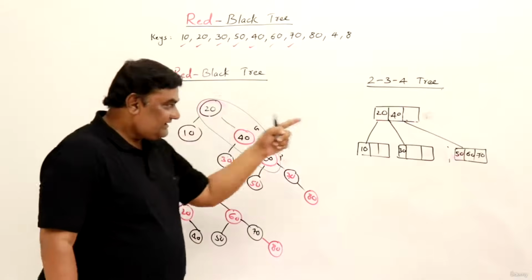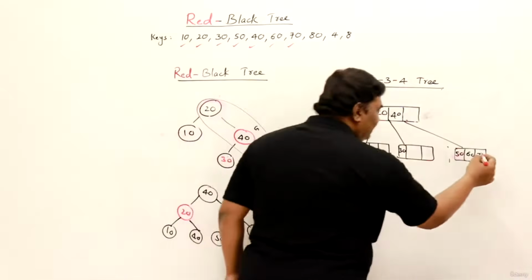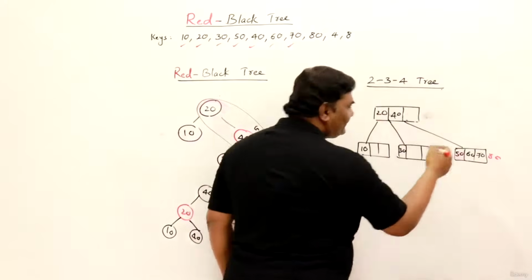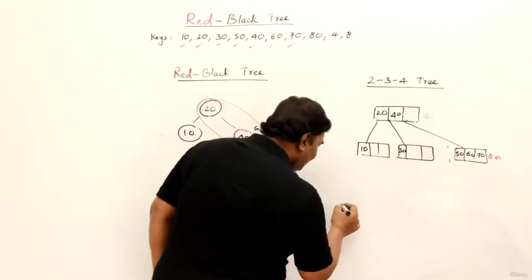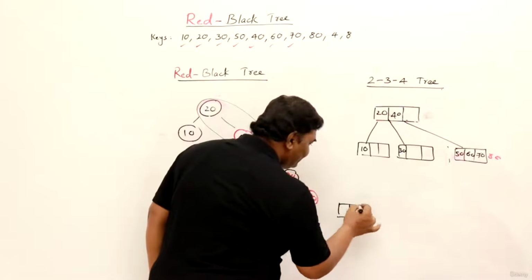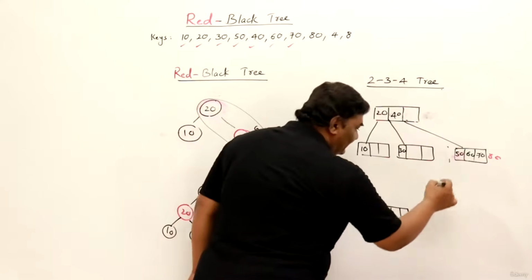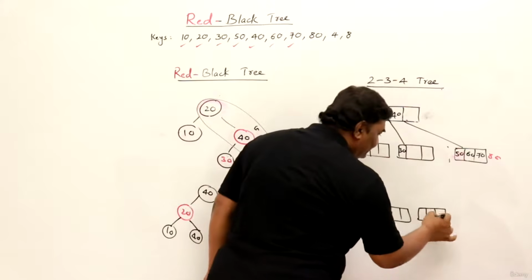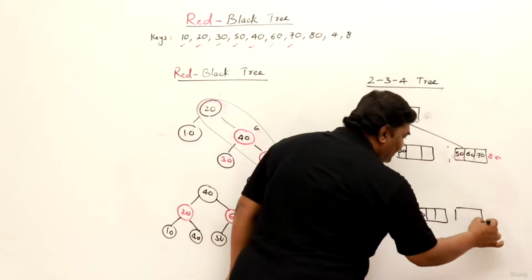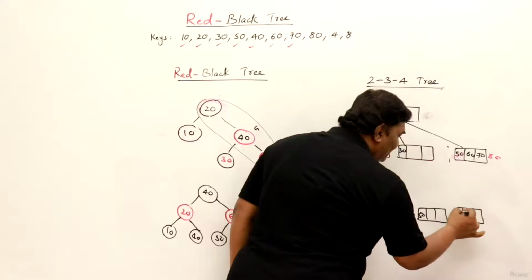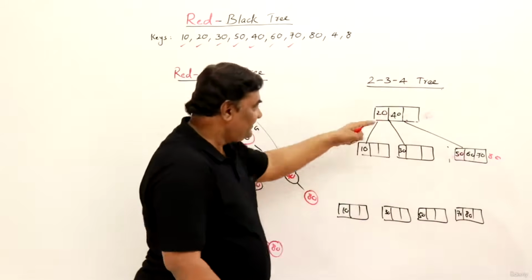Now I will show this there. Now when I am inserting 80 here, there is no space. When there is no space, I have to split that one. So I will take this as it is. 10, okay, 30. I'll split that. So splitting this one. 50 on this side, 60 we will send it upwards, and these are 70 and 80. 60 I have to take it upwards.